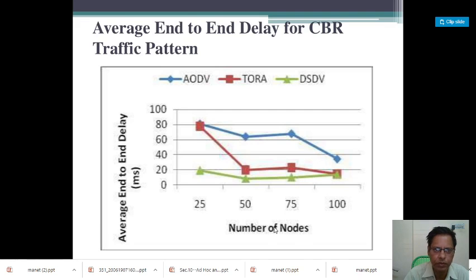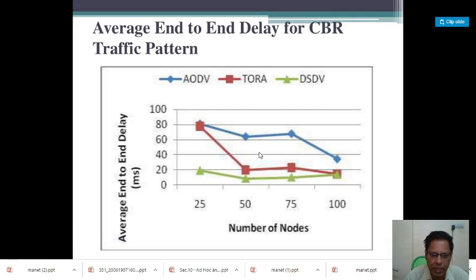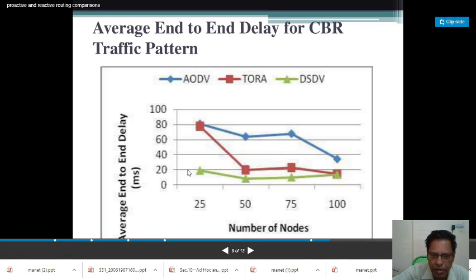Okay, and this is the average end-to-end delay for the CBR traffic pattern. Here, as I told you, TORA and the others are indicated with different colors. Okay, so here it is the table: average end-to-end delay for CBR traffic pattern. Average end-to-end delay in milliseconds from 0 to 100, and the number of nodes is in the sequence 25, 50, 75, 100. The number of nodes are transmitting from source to destination.